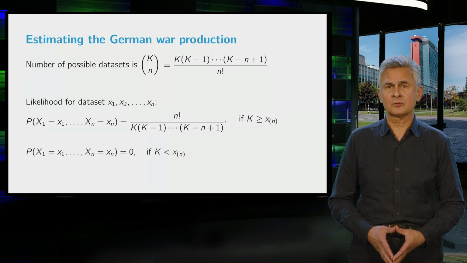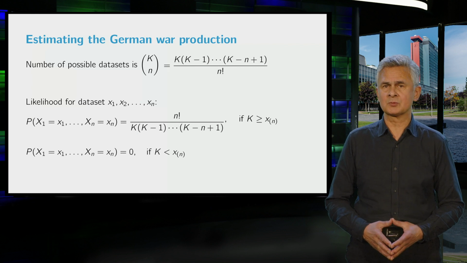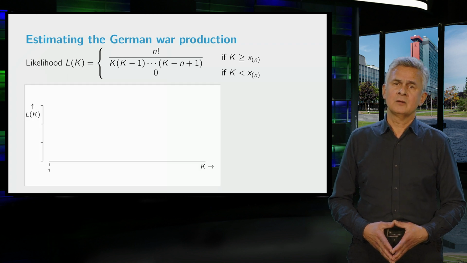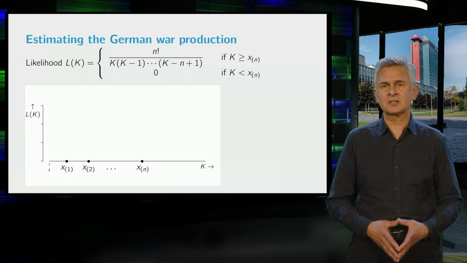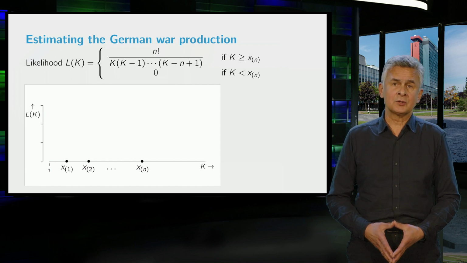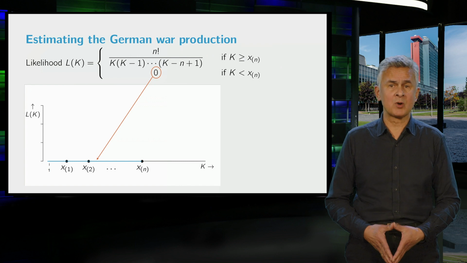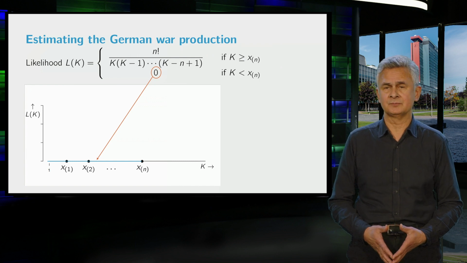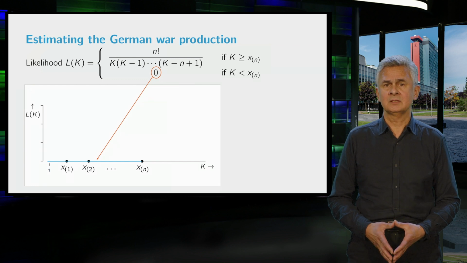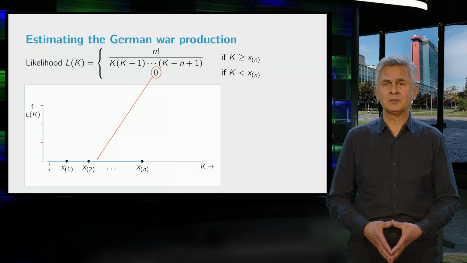Now, to find out for which k the likelihood is maximal, we draw the graph of the likelihood as a function of k. We mark the observations in our dataset on the horizontal axis. And now the likelihood is 0 for any k that is smaller than the largest observation. And from the largest observation to the right, it has the expression that we derived before.